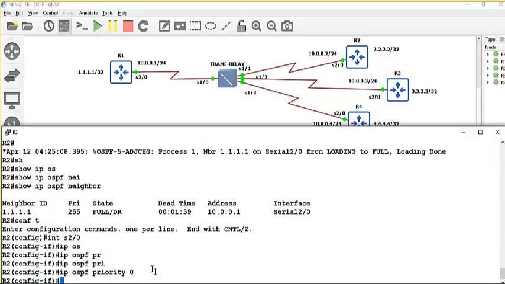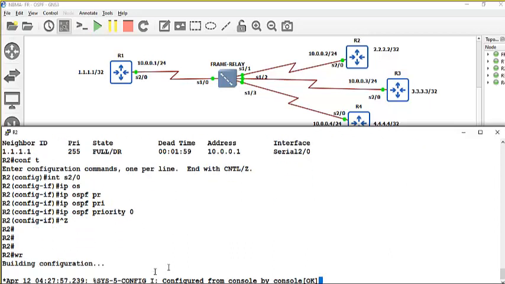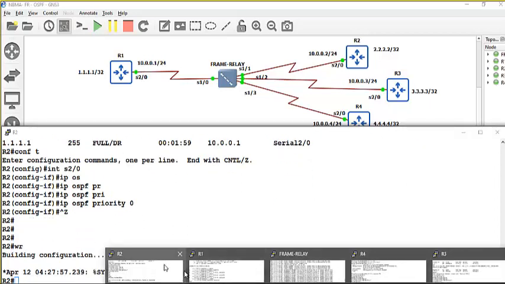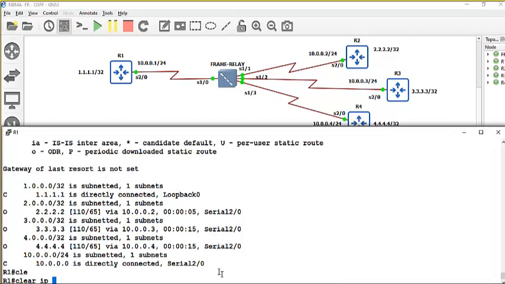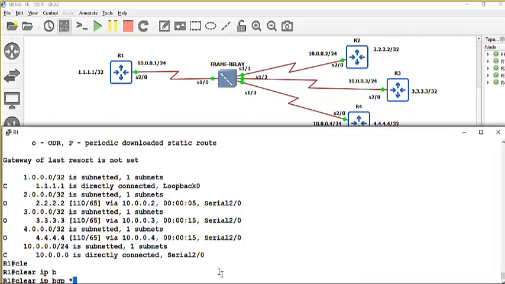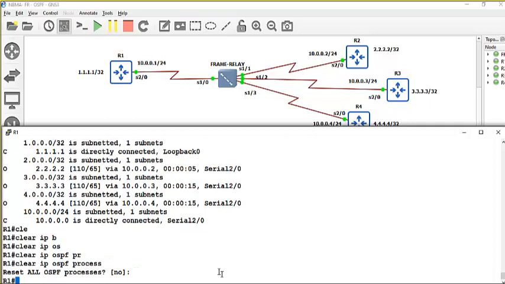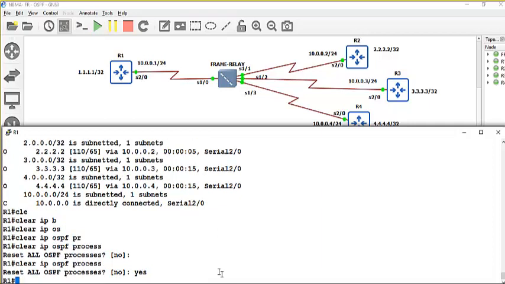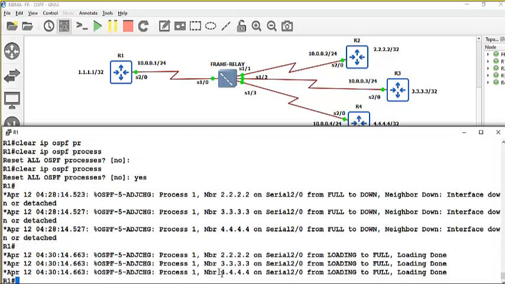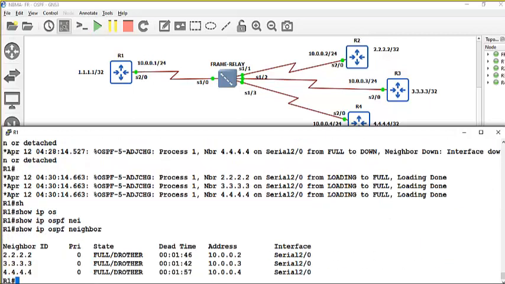Now, this is the way that you can solve the problem. Clear IP BGP star. Sorry, clear IP OSPF process. I'm back. And if you notice now, the neighbor has come back. Let's check now. Show IP OSPF neighbor. All will be in DROTHER, because the priority is set to 0. So the only router which will be designated router will be R1.